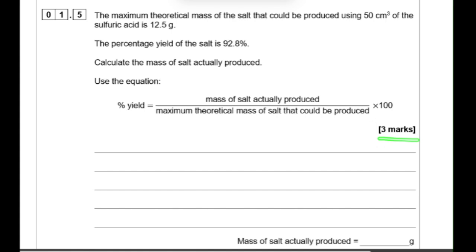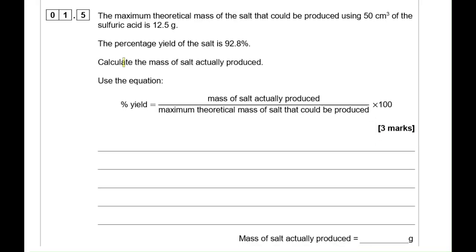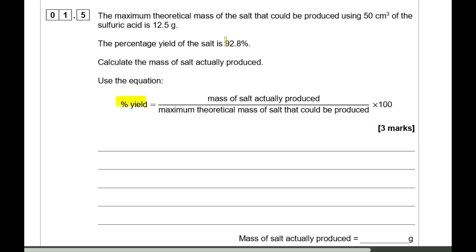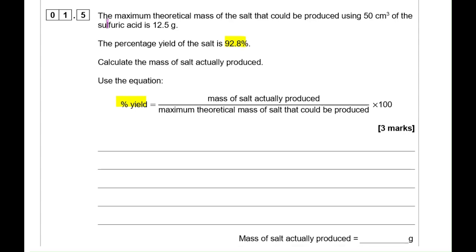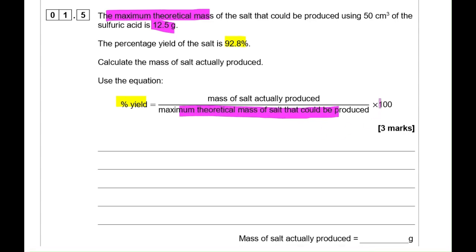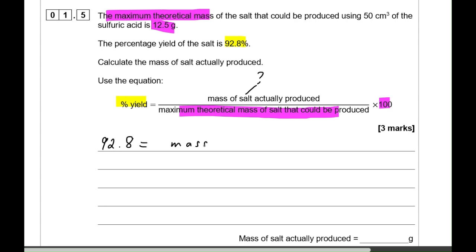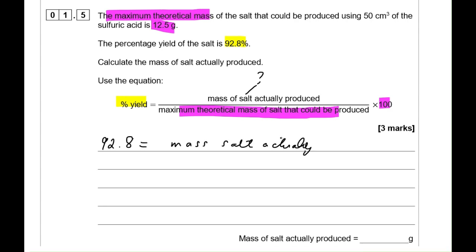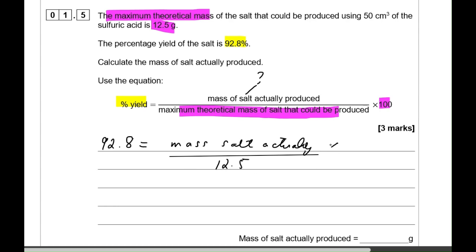This equation is very wordy, so it's best if we sub in all of our numbers and all of our factors from the question and then rearrange the equation. Indicated here, the percentage yield is 92.8%. So we can sub that in. The maximum theoretical mass, that's in the purple colour, and that's 12.5 grams. So we end up with 92.8 equals the mass of salt actually made divided by 12.5 multiplied by 100.